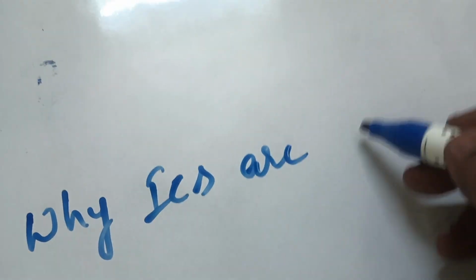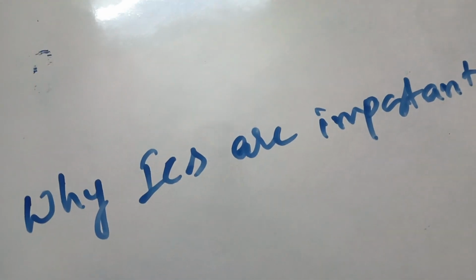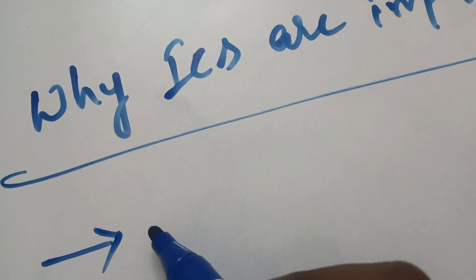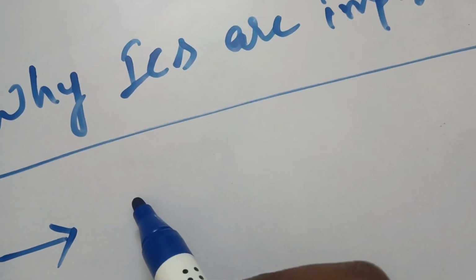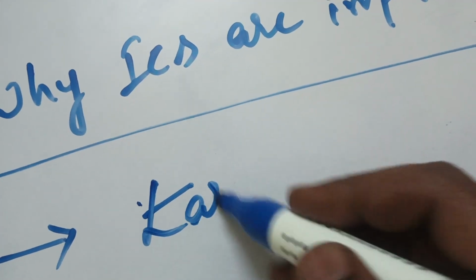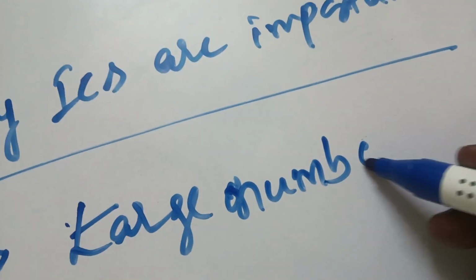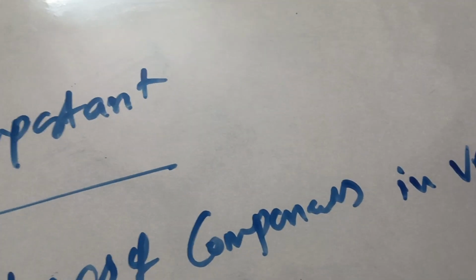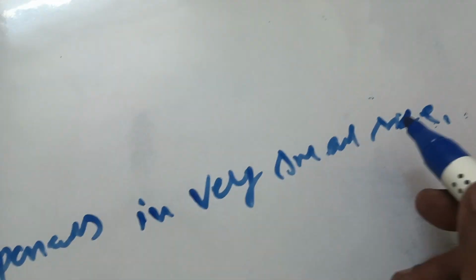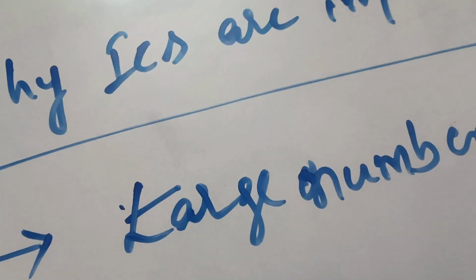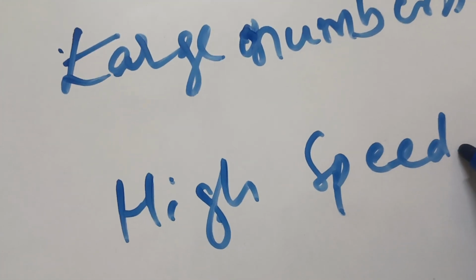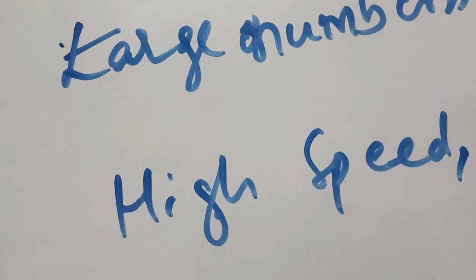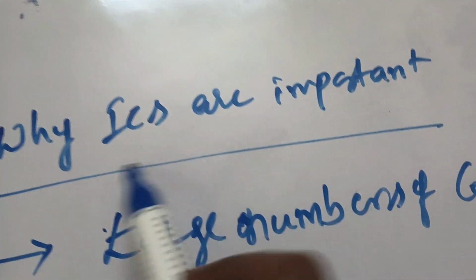Next, why ICs are important? Because of the large number of components in very small size, high speed, reliability, easy mass production, reduced cost. That's why ICs are important.